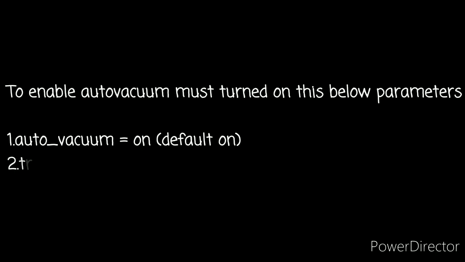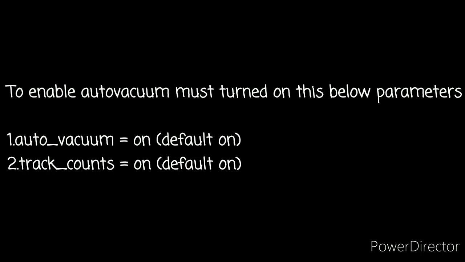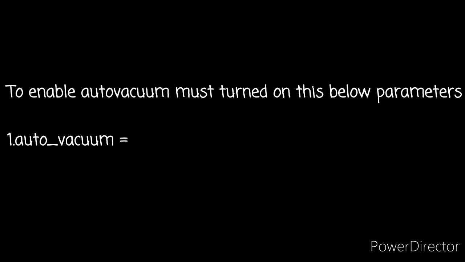How to enable autovacuum? To enable autovacuum, the first parameter is autovacuum equal to on. By default, it is on. Track_counts equal to on. By default, it is also on. Track counts is used by the stats collector. Without that, autovacuum cannot access the candidate tables.